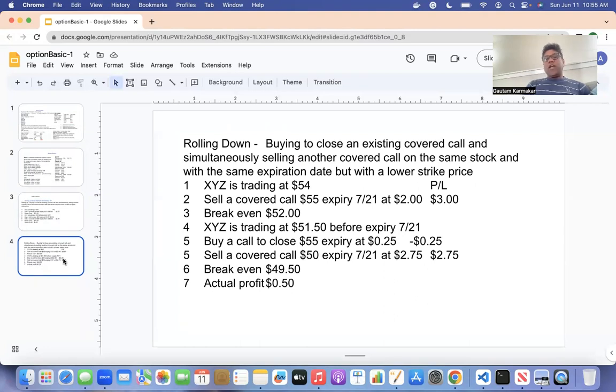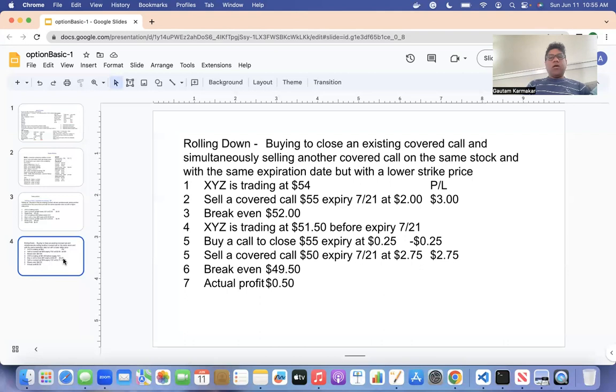Now XYZ is trading at 51.50 just before your expiry date, right? So you didn't get assigned. It's below your strike price. And then what you will do is that you will now buy the call. If you want to roll it down, you want to buy a call to close the current covered call sell at 0.25. So basically you'd be debiting 0.25.